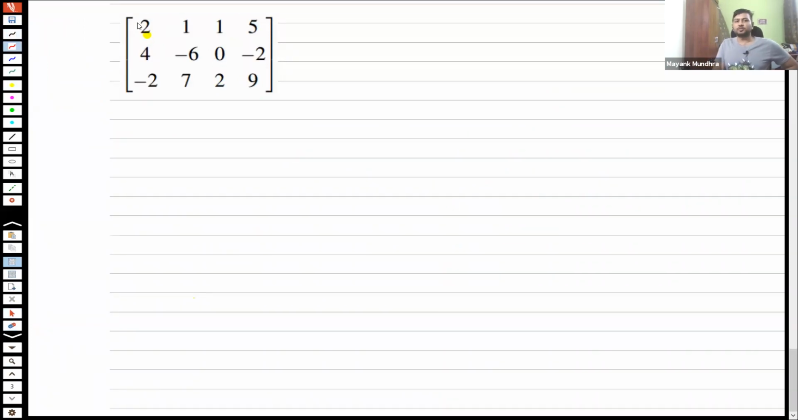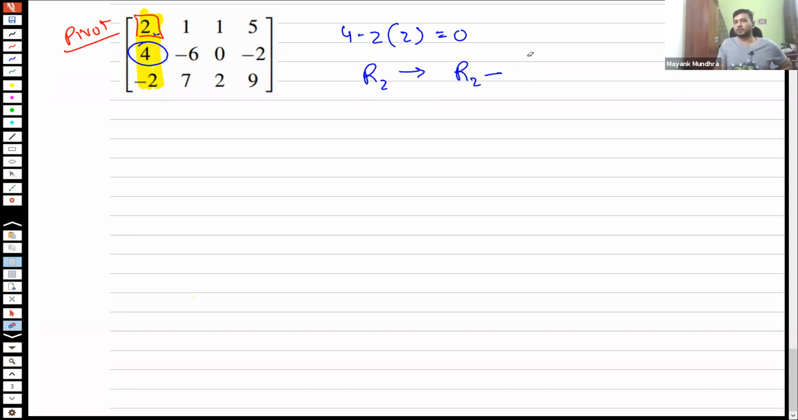So I'm going to pivot this entry, and I have to make these things 0. Okay, so just focus on this first column initially. Don't look at any other number. Just focus on these numbers. So the question is, how do I make this 0 using this number? So 4 minus 2 times 2 is equal to 0. So this minus 2 becomes crucial. So what I get is that the entire row 2 should go to row 2 minus 2 times row 1.